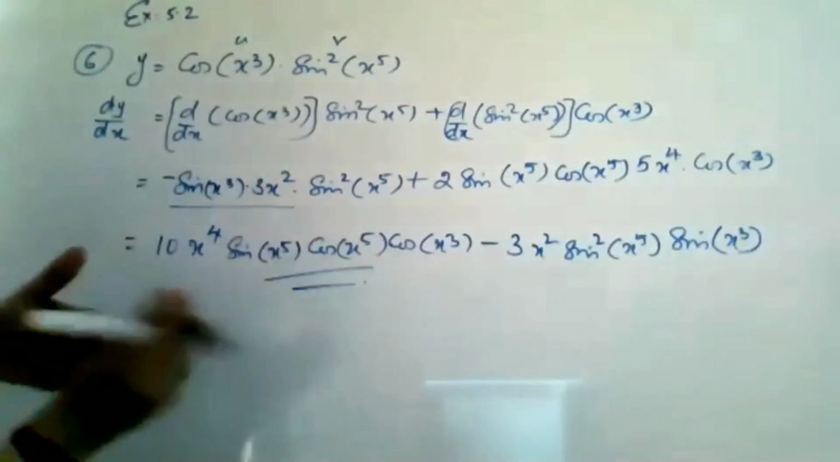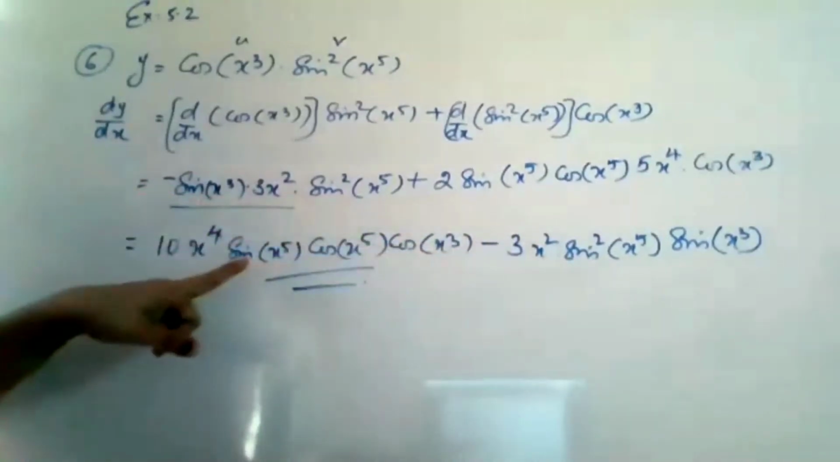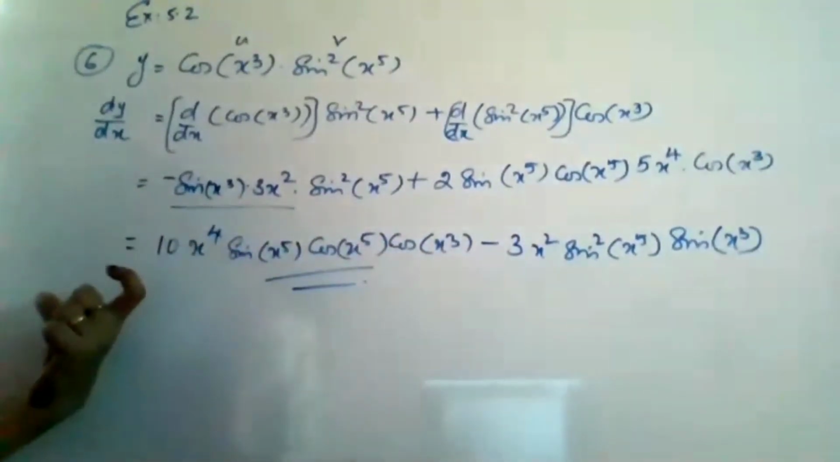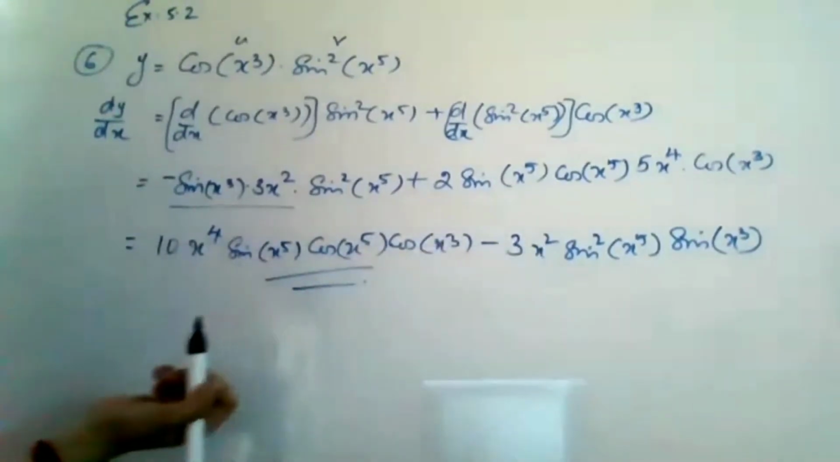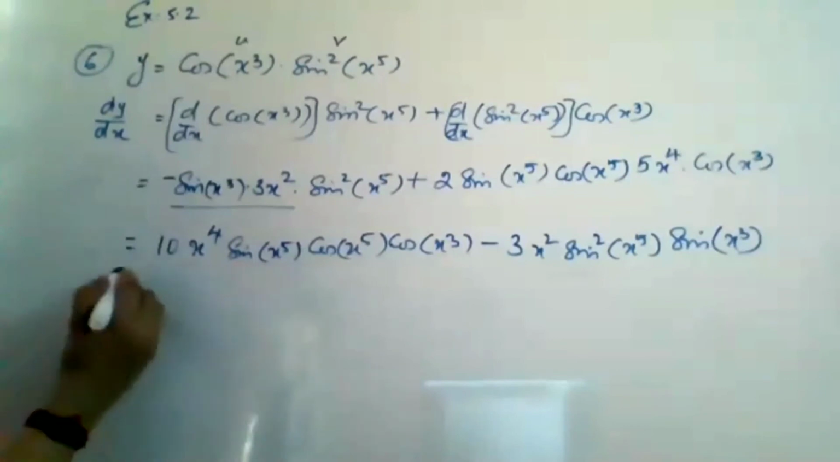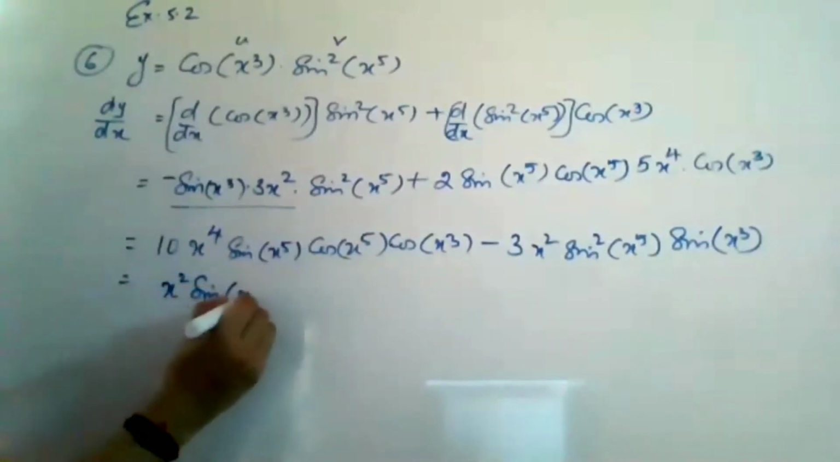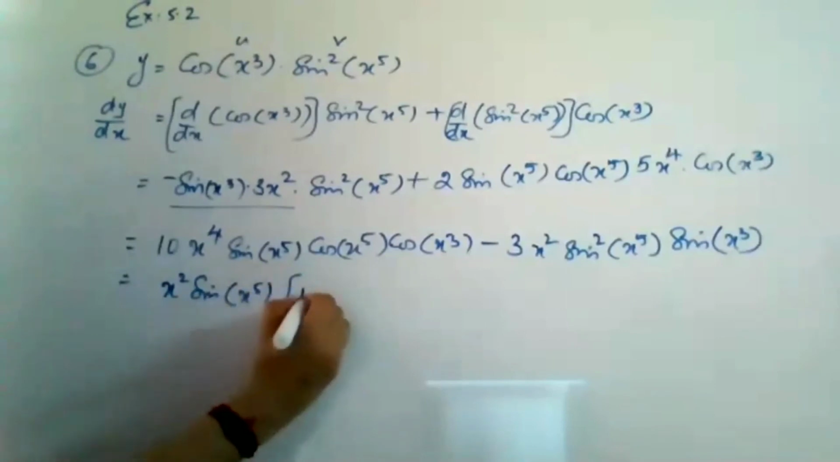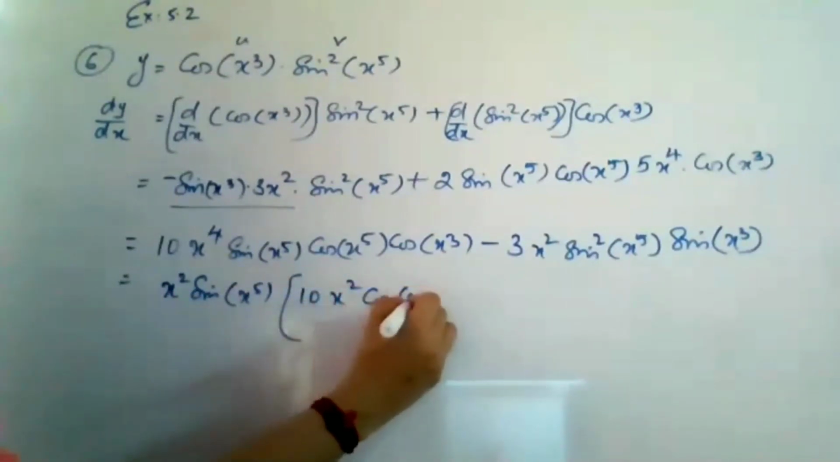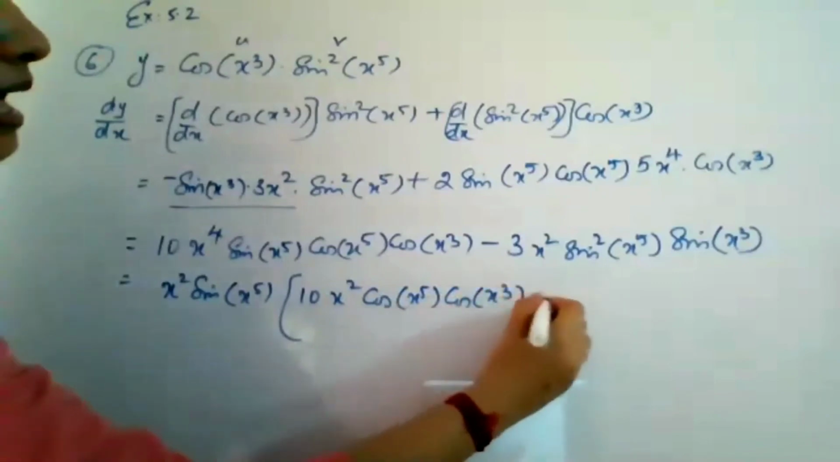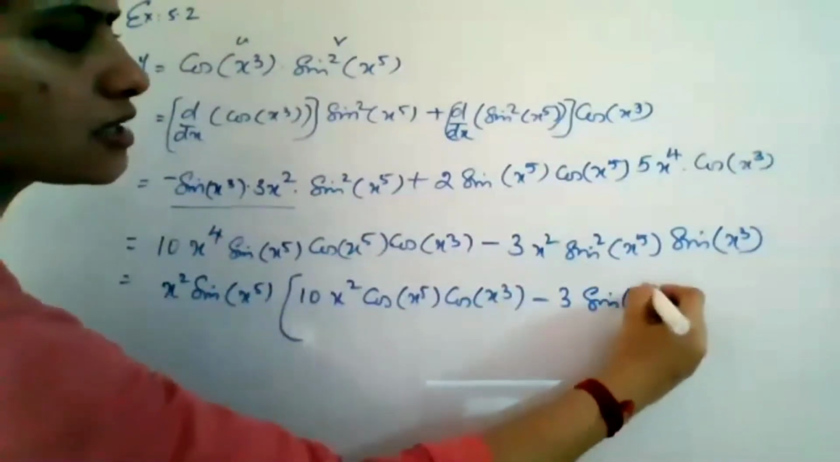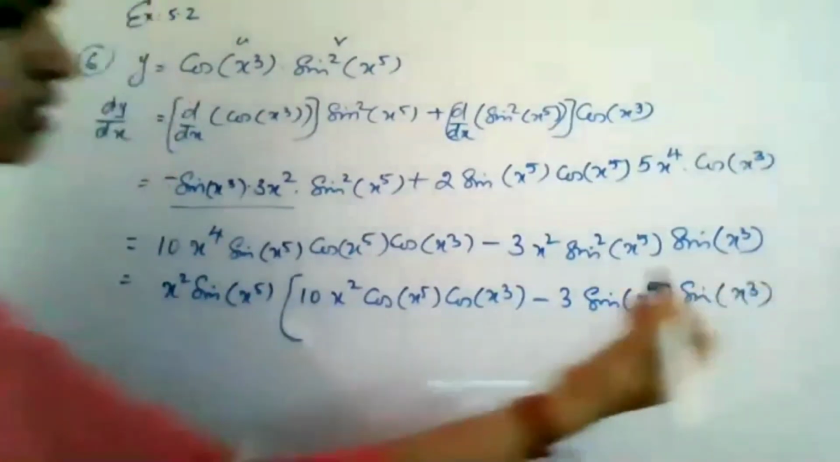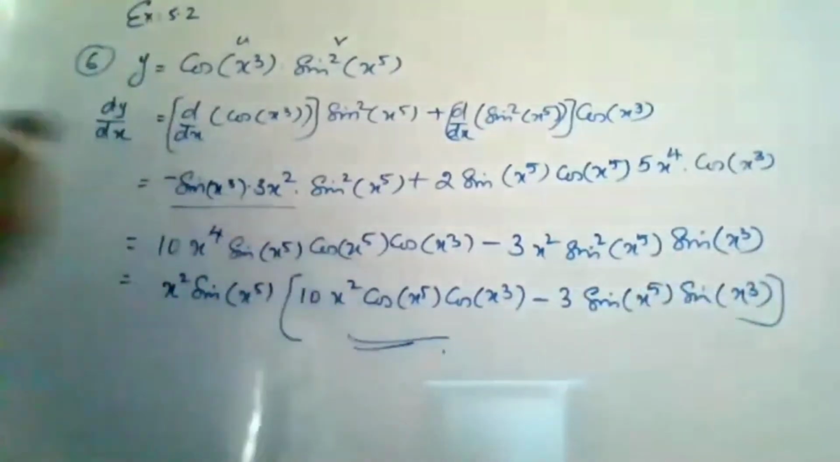Nothing you can take as common. Just one thing: here you have sine square and sine. One sine you can take out. That's all. Nothing else will reduce. That's why we are not taking anything out. Okay. Understood? And x raised to 2 you can also take out. If you want, you can take out x square into sine of x raised to 5. It will give you the remaining part as 10 x square cos of x raised to 5 into cos of x cube minus. 3 x square has been taken out and one sine is gone. So you'll get sine of x raised to 5 into sine of x. So this is your answer.